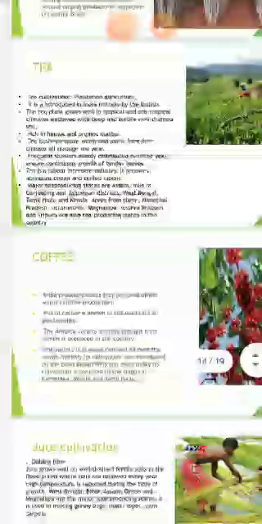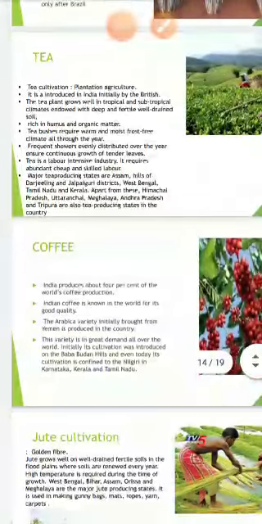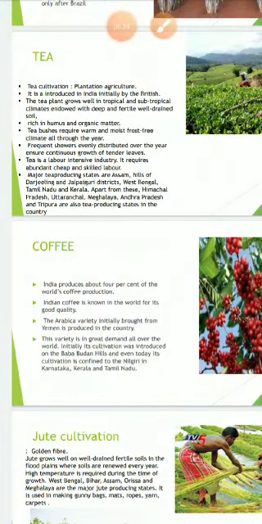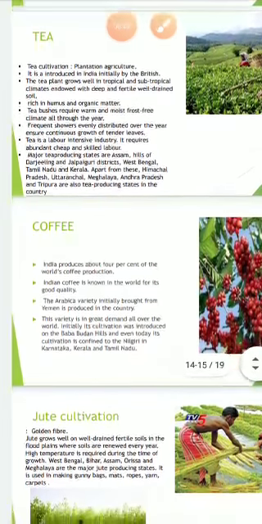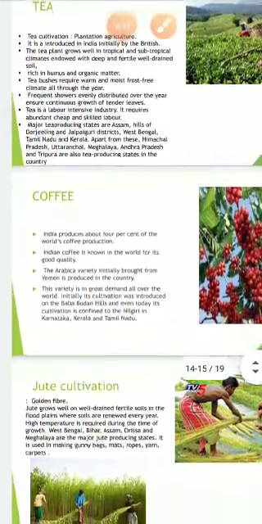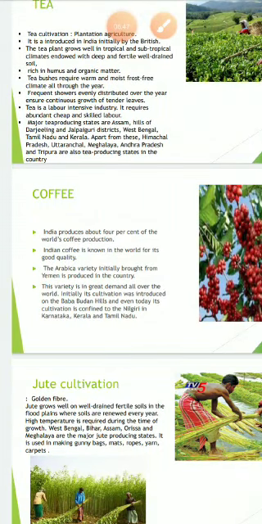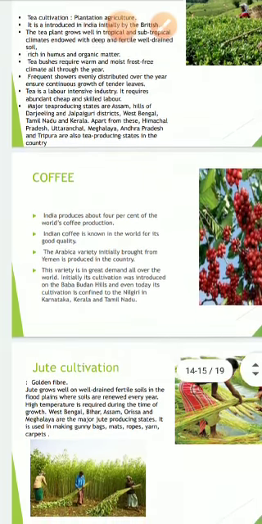It is a plantation agriculture. It was introduced in India initially by the British. The tea plant grows well in tropical and subtropical climates, endowed with deep, fertile, well-drained soil rich in humus and organic matter. Tea bushes require a warm and moist, frost-free climate all through the year. Frequent showers evenly distributed over the year ensure continuous growth of the tender leaves.